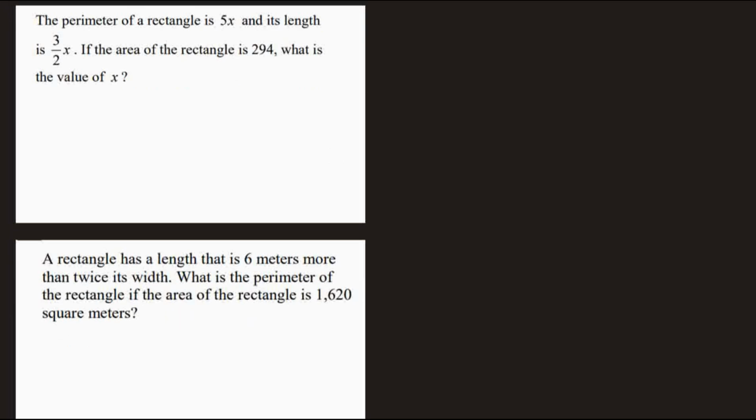The perimeter of a rectangle is 5x and its length is 3 over 2x. The area of the rectangle is 294. What is the value of x? So here we use the formula: area of rectangle is equal to length times breadth. This is our formula.